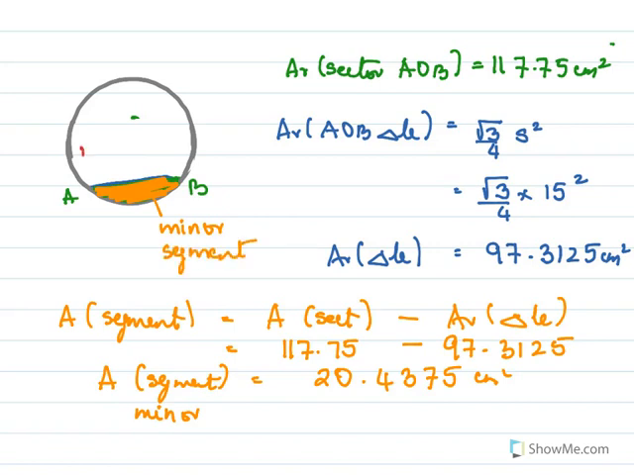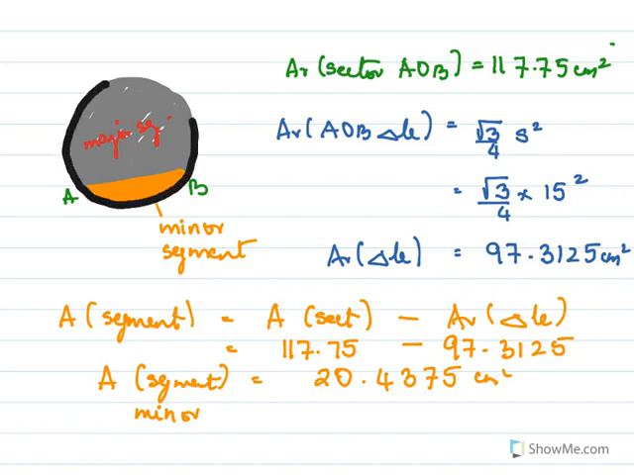Now we need to find the area of the major segment. The major segment is this entire area. So this is our major segment, and you'll definitely agree, the major segment will be the whole circle, this entire area of the circle, minus the minor segment. Minus this minor segment will give you the area of the major segment.